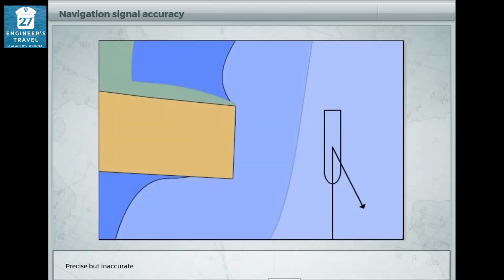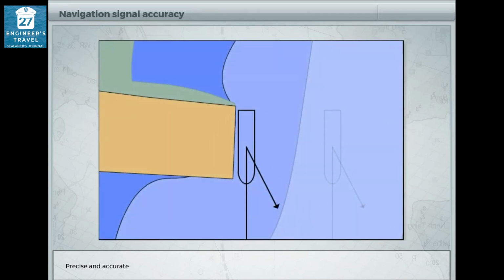A vessel is tied up on a berth with ECDIS positioning the vessel off the berth. This is precise but inaccurate, as the receiver consistently gives the same position with the same error. The second illustration shows precision and accuracy with the ECDIS repeatedly positioning the vessel on the berth correctly.